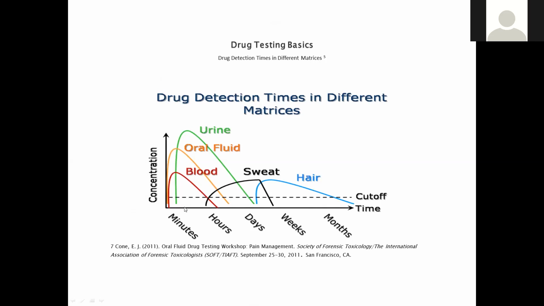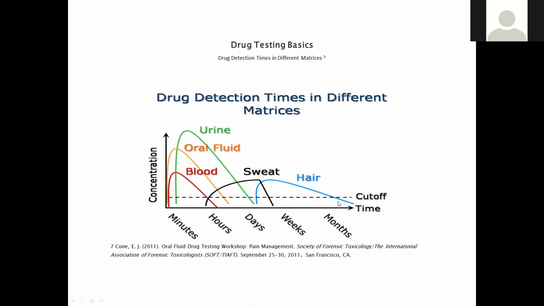If you test at 1 or 2 days later, you may miss use. Urine tends to have the highest peak as far as concentration in a body fluid, and it has the longest duration. So the concentration to time is what we look at. So the urine is probably the optimal testing matrix as far as drug testing.